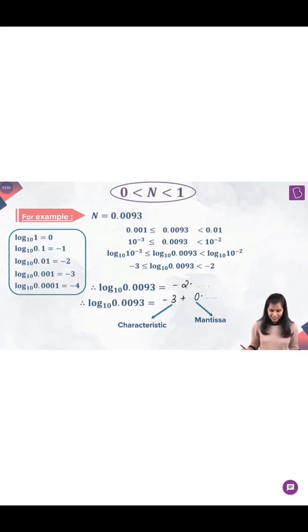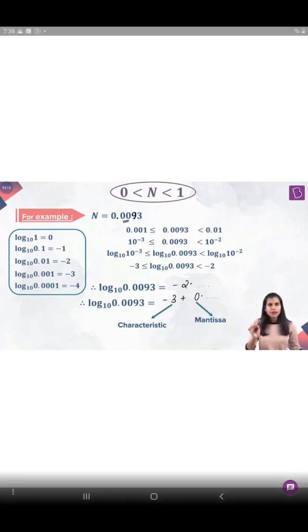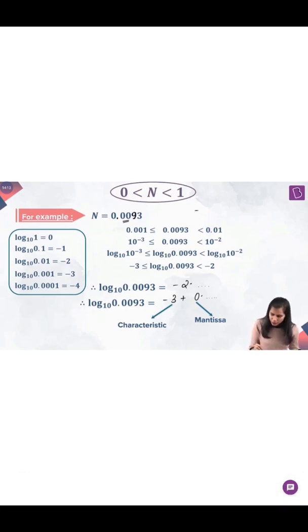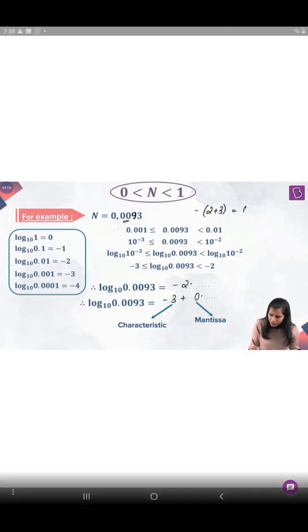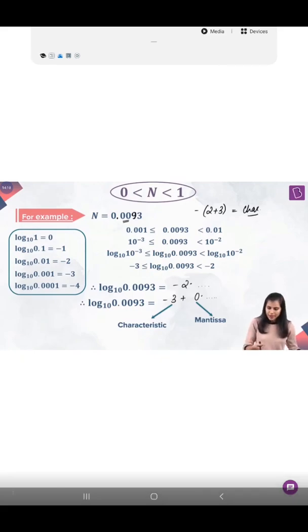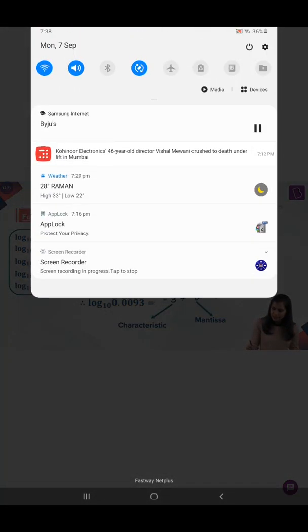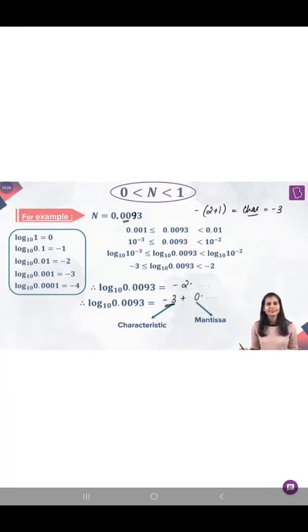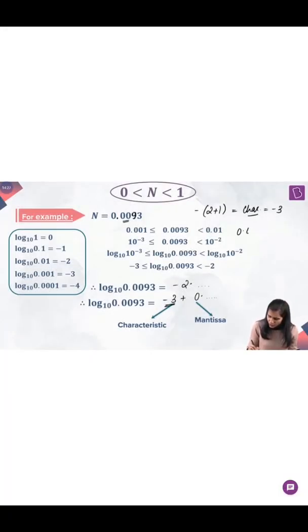See, you know what? Count the number of zeros between the decimal and the first non-zero digit in your input. Look at your input. You have a decimal and you have the first non-zero digit after the decimal, which is 9. So count the number of zeros between the decimal point and 9. Right now I have 2 zeros. So minus of 2 plus 1 will be the required characteristic. Minus of 2 plus 1, that means minus 3, and that is what you're getting. So suppose I give you 0.00063005.